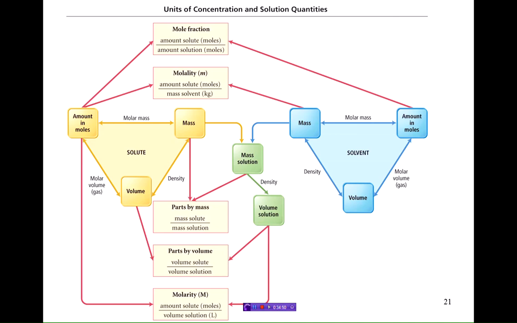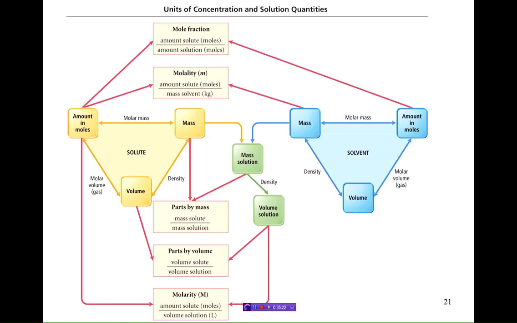So let's say you're talking about your solute and you're given the amount of moles and you want to find the mass, you can use a molar mass to convert between these. These are different ways that you can get to what you need. So this is just a concept map. But there's no good replacement for just good old plain practice.